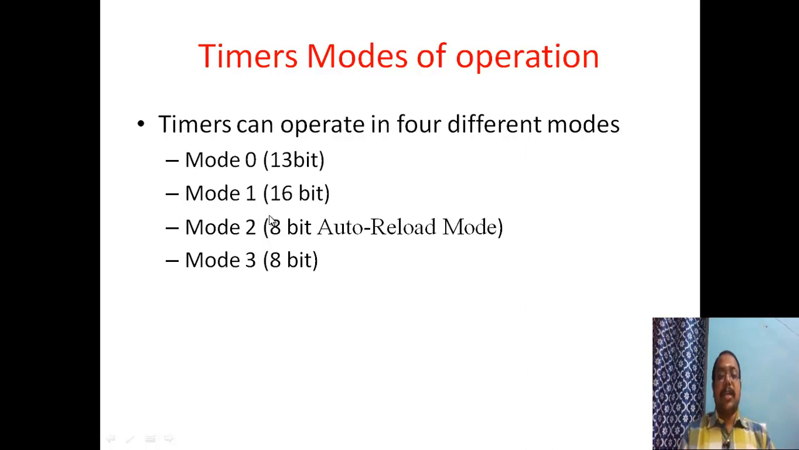Mode 2 is called 8-bit auto reload, which means you don't have to clear it and you don't have to put it in a loop. Timer mode 2 itself will automatically take care, so it will repeatedly generate ones and zeros. That is called auto reload. And mode 3 is an 8-bit mode. So mode 0 is 13 bit, mode 1 is 16 bit, mode 2 is 8-bit auto reload, and mode 3 is 8-bit mode.